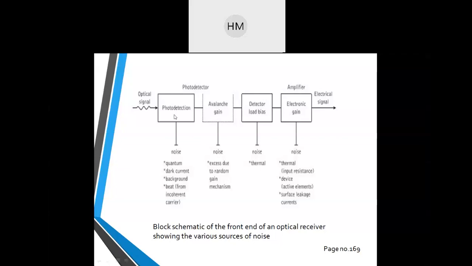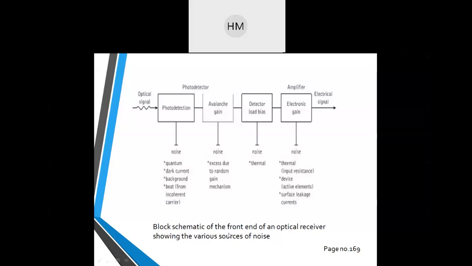So photo detection, avalanche gain, noise is calculated, what noise can there be. The noises generated from photo detection are quantum noise, dark current noise, shot noise, background noise. This will come into play and this will affect the performance of the receiver. After that, I will do noise detection and try to remove the noise. Then I will use an amplifier because the signal will get very weak due to all these external conditions. So amplifier, electronic gain.